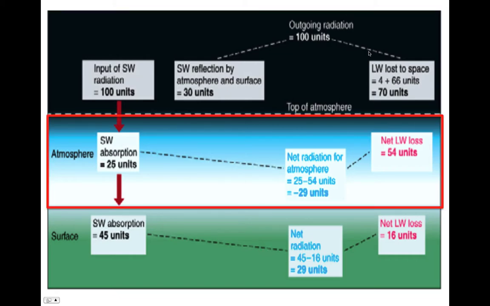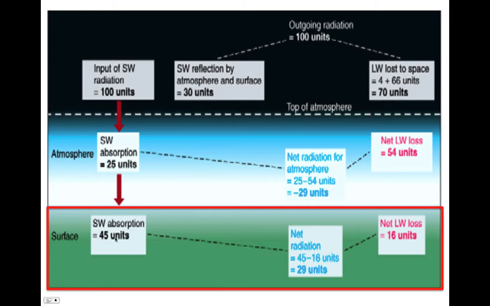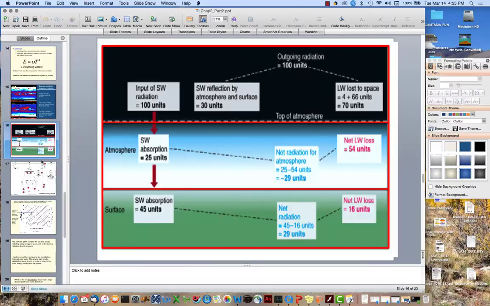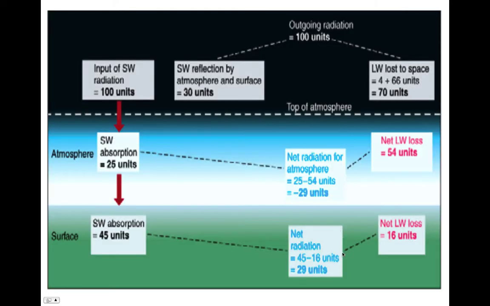In the atmosphere itself, we have shortwave absorption of 25 units, long-wave radiation losses of 54 units, leaving us a net radiation deficit of 29 units. At the surface, we have shortwave absorption of 45 units, long-wave losses of 16 units, leaving us with a net radiation surplus of 29 units. In order to balance this budget between the surface and the atmosphere, there's other heat transfer processes at work.